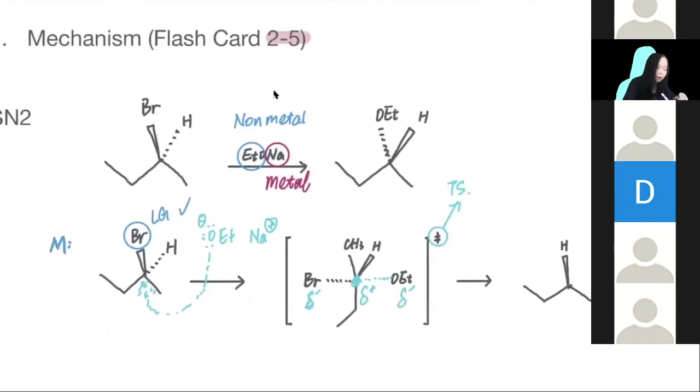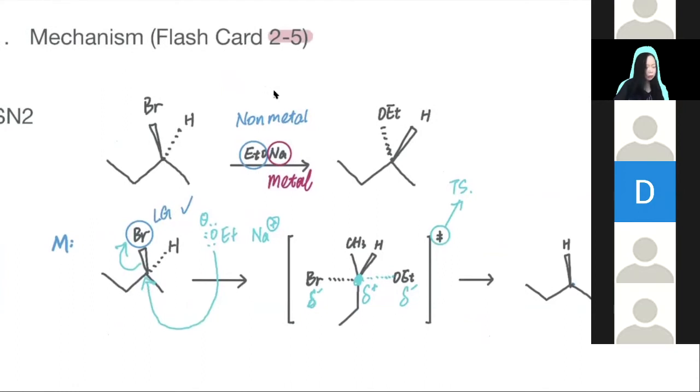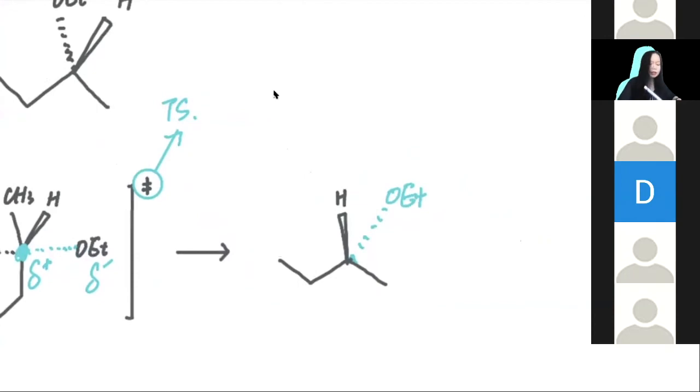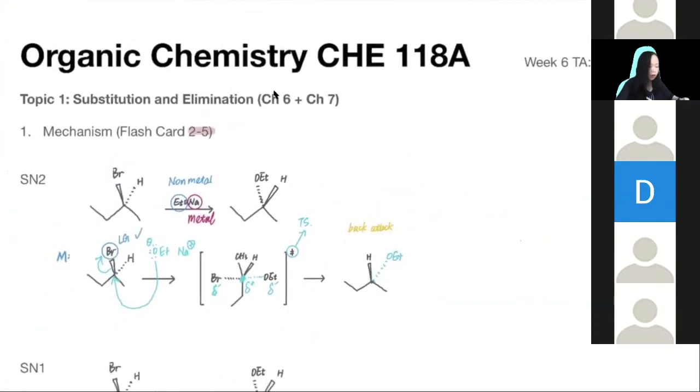So if I'm going to write the mechanism, if I don't want to write the transition state, it's going to be this. So what would happen to that? Because I'm attacking from the back. Previously, my bromo is wedged out. So my nucleophile, which is OEt in this case, is going to be dashed in. So it's dash, back attack. So this is the only answer, back attack.